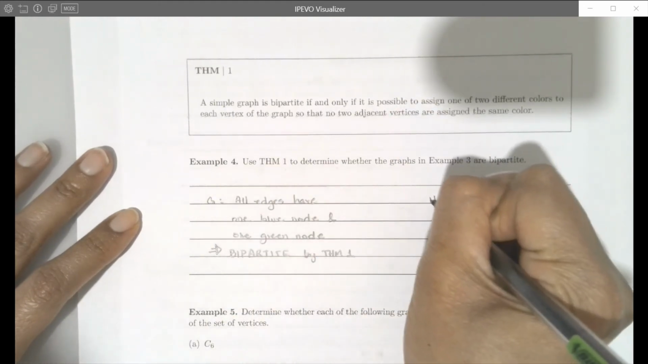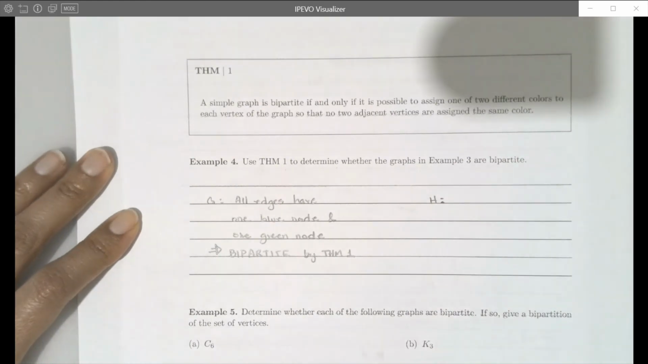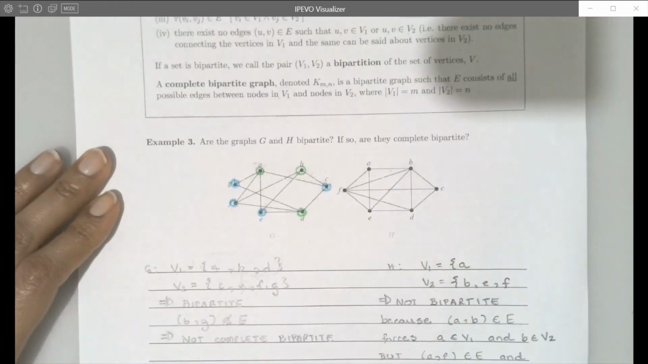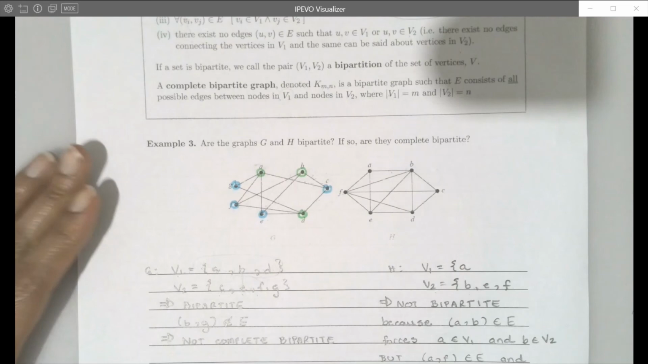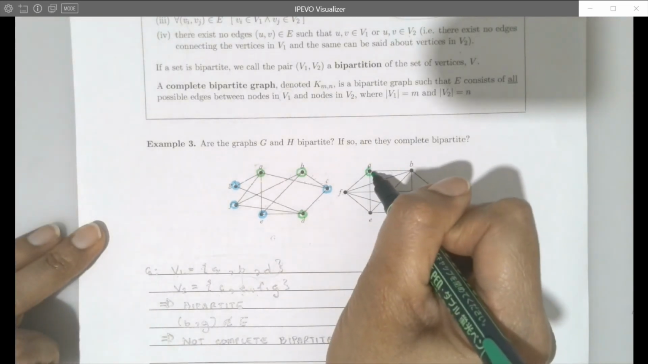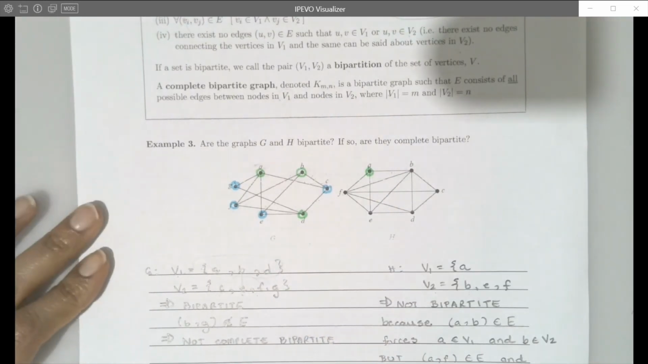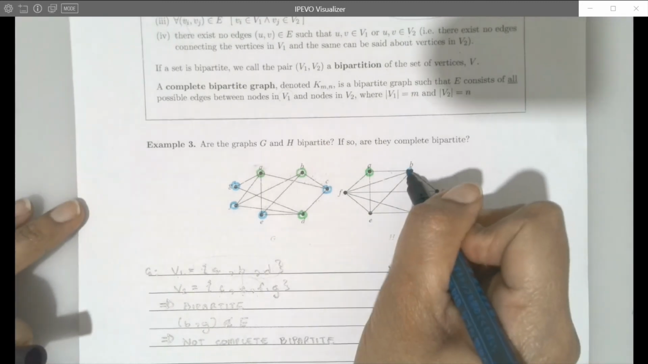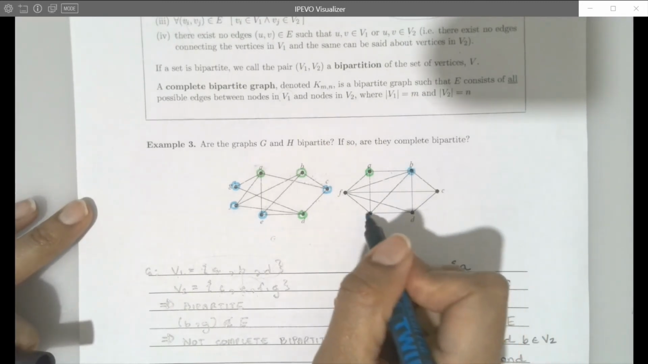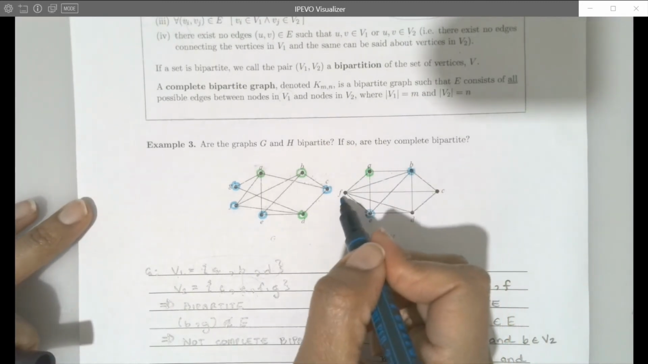Okay, let's take a look at H now. We'll go through the same process. I'll start by color coding A green, and then A is connected to B. It's also connected to E, and it's connected to F.